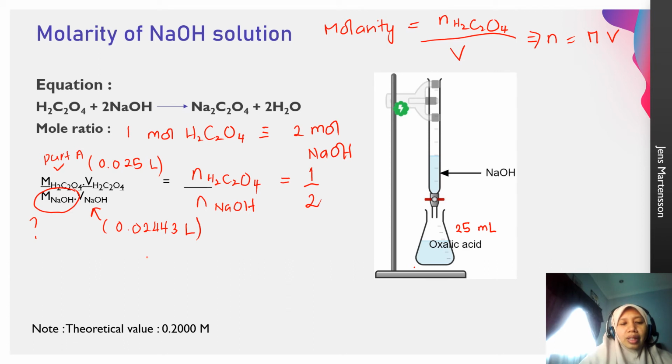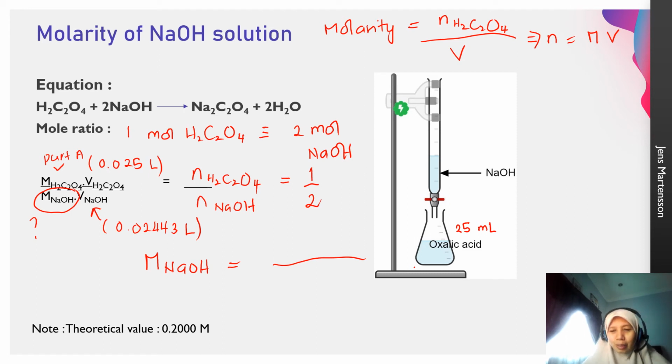And knowing all this, you can always solve for the molarity of NaOH. I'm not going to show you every single calculation because this is already your second experiment. And look at the theoretical value. The theoretical value should be around 0.2000 molar.